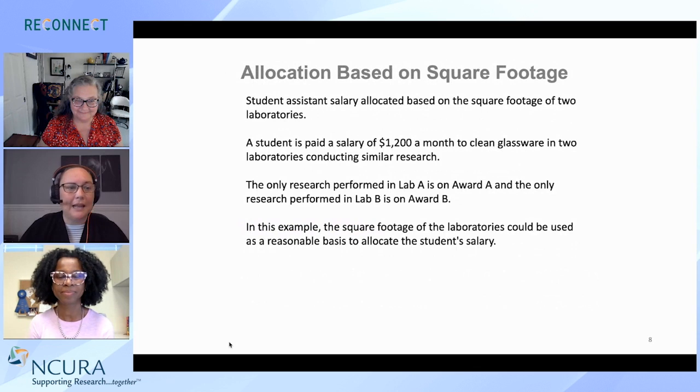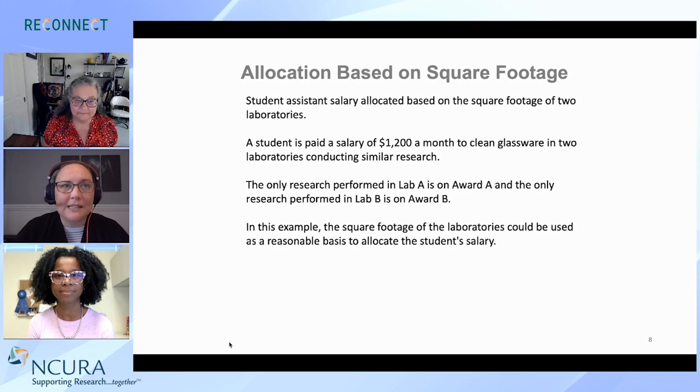We will go ahead and, as Talise mentioned, with the advances in our technology and data collecting, square footage may not be something that is used as much anymore, but there are times when you want to use it. So we'll spend a few minutes here. An allocation based on square footage is something that is more attributable to the lab or the space.